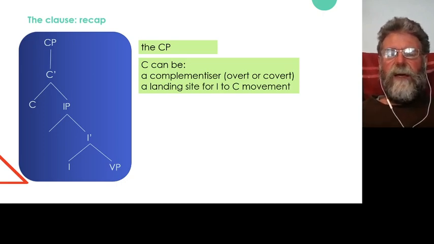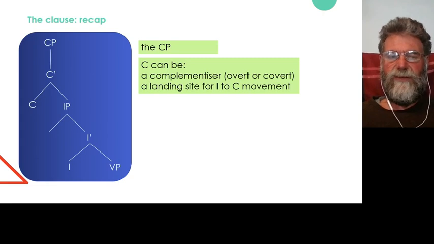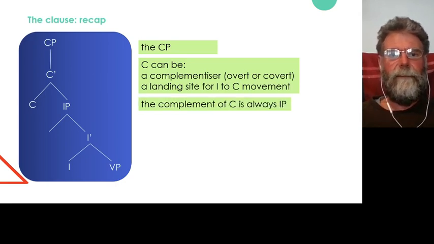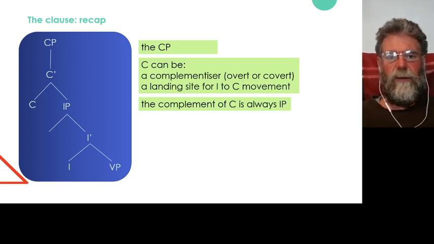On the other hand, the complementizer position can also act as the landing site for a movement, specifically something that moves from the inflection position into the complementizer position. That's I to C movement. So we can get, for example, auxiliary verbs in the complementizer position. That's what we call inversion. Inversion is I to C movement. The complementizer always has an IP as its complement. Okay, so in that complement position of the CP, there's always an IP.